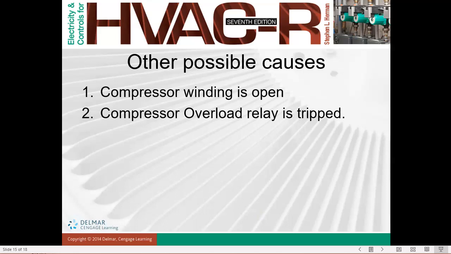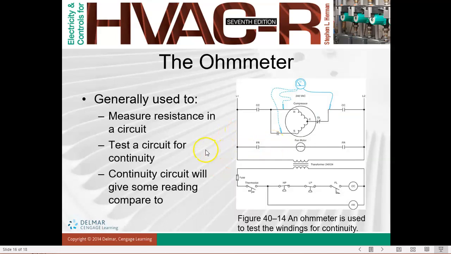Okay, other possible causes when the compressor is not running: the compressor winding is open, or the compressor overload relay is tripped, so we need to change it if the overload relay is tripped. To check whether there is an opening in the winding or not, we use an ohmmeter. We put one probe on the common line, and the other we switch from R to S. We change to measure whether there is continuity or not, using the ohmmeter.